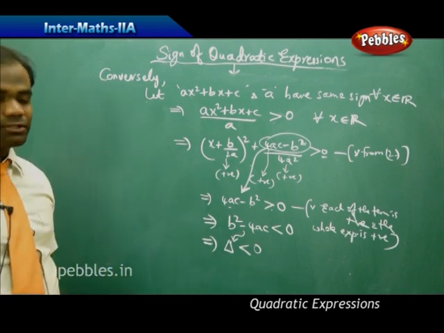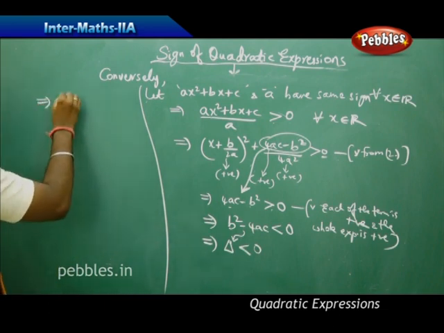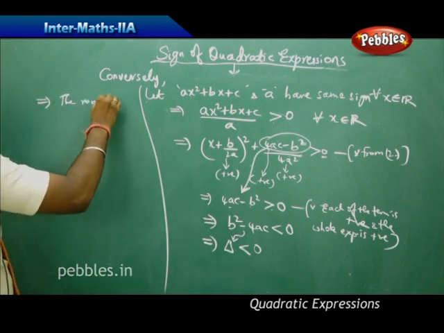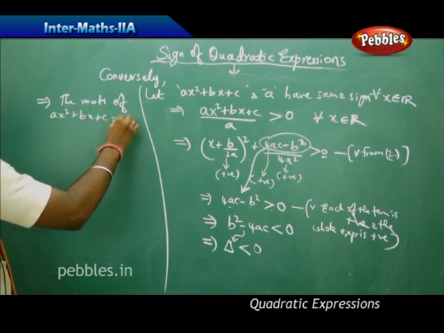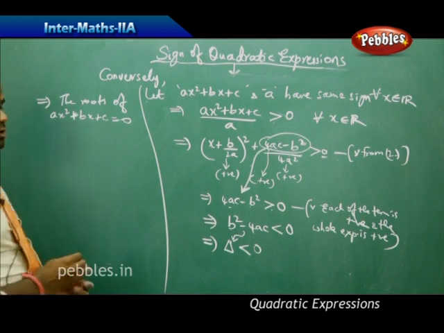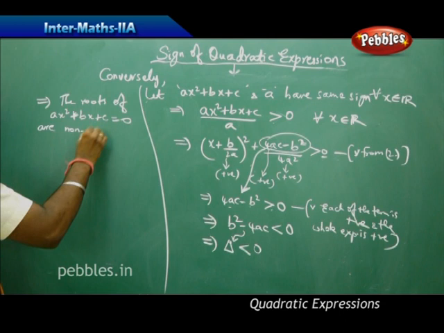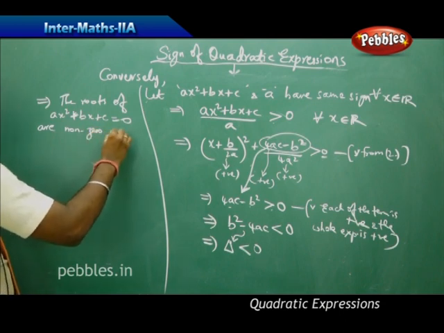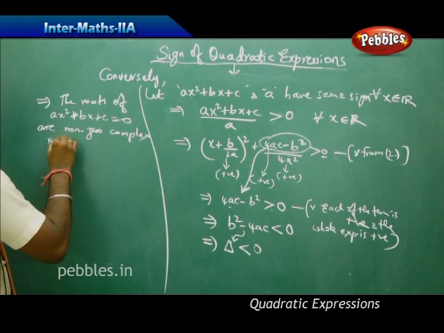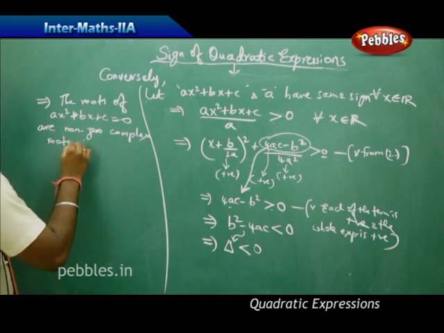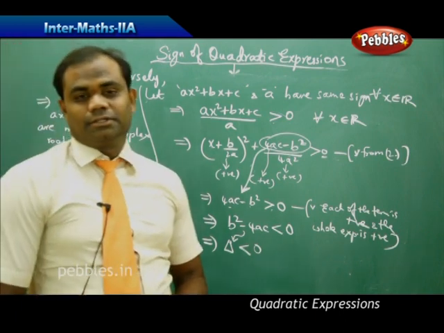Now, when we connect with the nature of roots, when delta is less than 0, that implies the roots of the quadratic equation ax squared plus bx plus c equal to 0 are non-zero complex roots, which proves the sufficient condition.